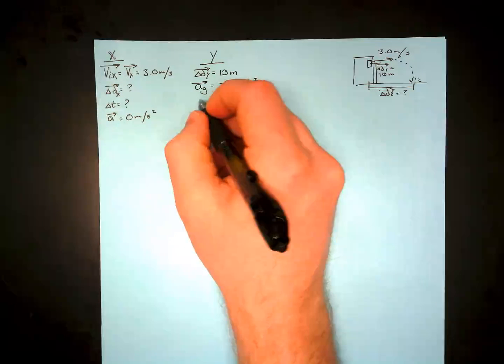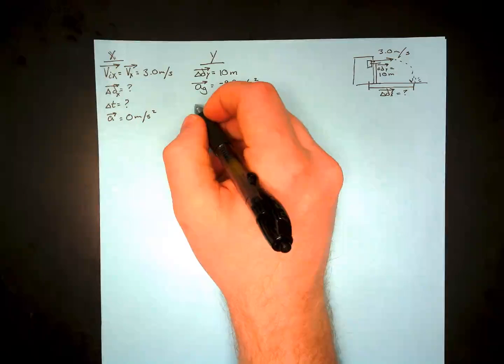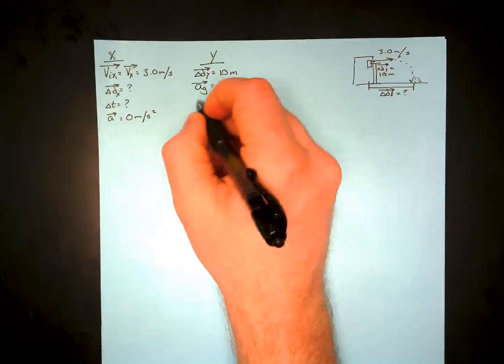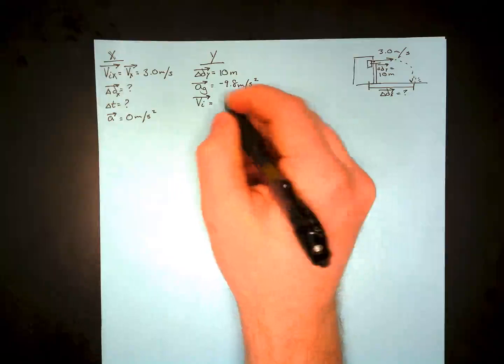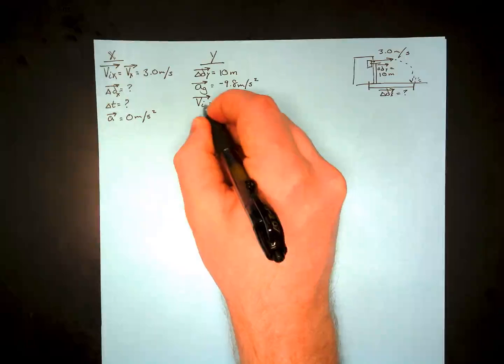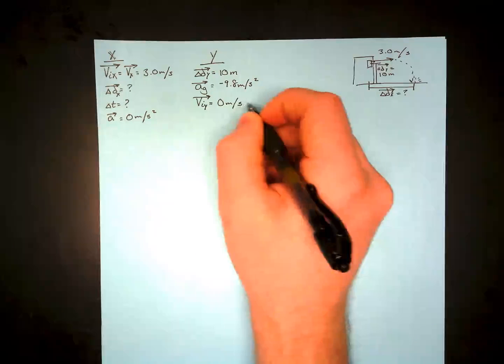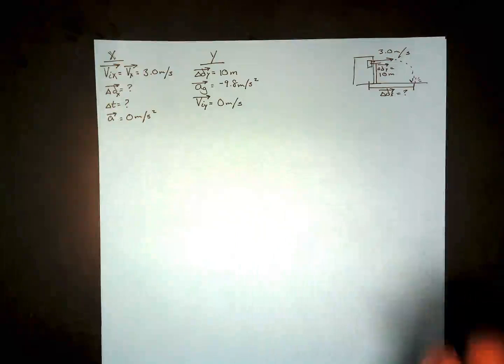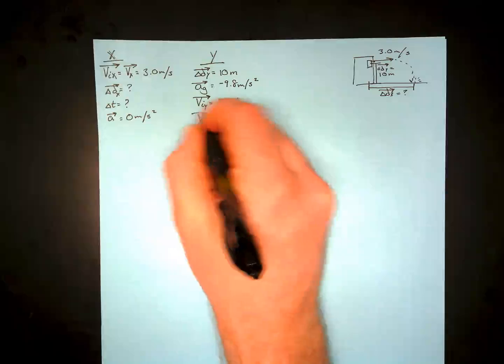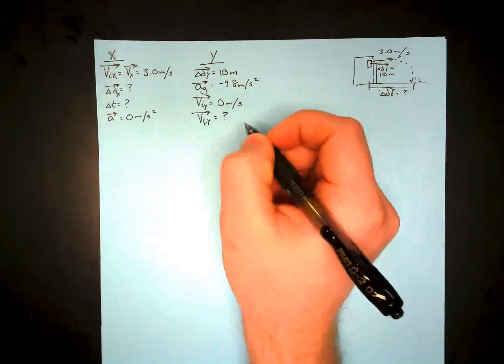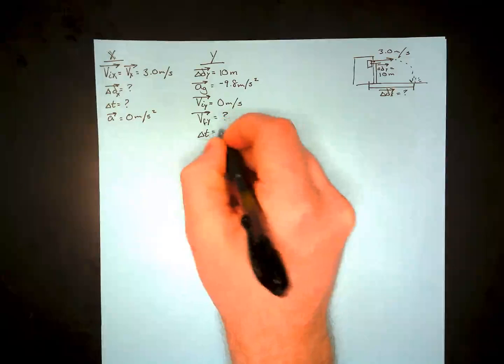What else do we know? We know that at the point in which this is thrown, its initial vertical velocity is 0, because the point it's thrown is already its maximum height. But we don't know the final velocity, and we also do not know the time.